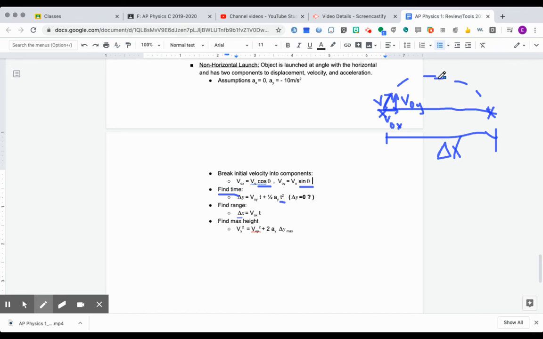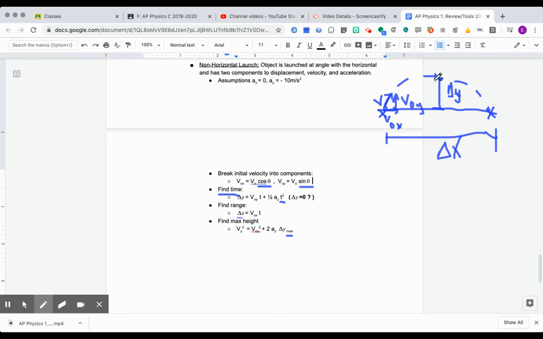Last step, to find maximum height, we use Big 4 equation 2 in terms of y variables. We have v in the y squared equals v initial in the y squared plus 2 times a times delta y. And that delta y is that maximum height.